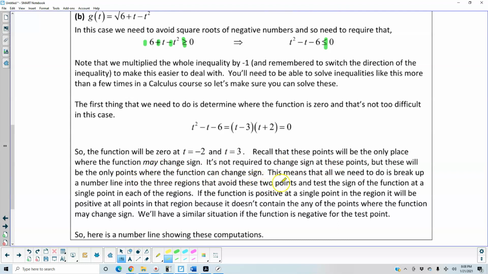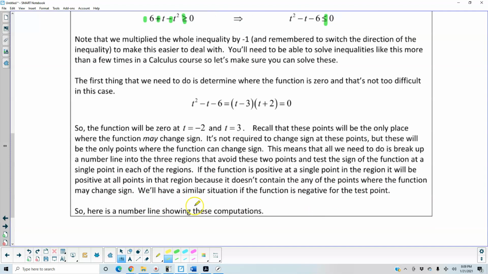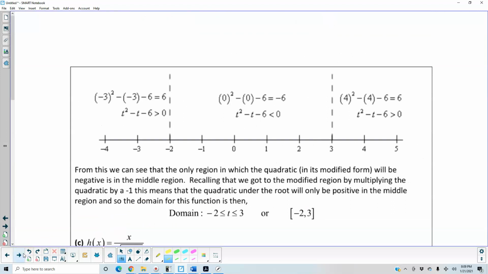It's not required to change sign at these points, but these will be the only points where the function can change sign. This means that all we need to do is break up a number line into the 3 regions that avoid these 2 points and test the sign of the function at a single point in each of the regions. If the function is positive at a single point in the region, it will be positive at all points in that region because it doesn't contain any of the points where the function may change sign. We'll have a similar situation if the function is negative for the test point. So here's a number line showing these computations.